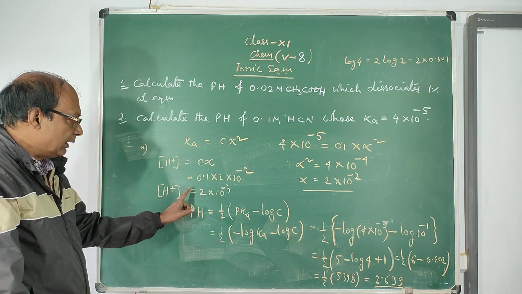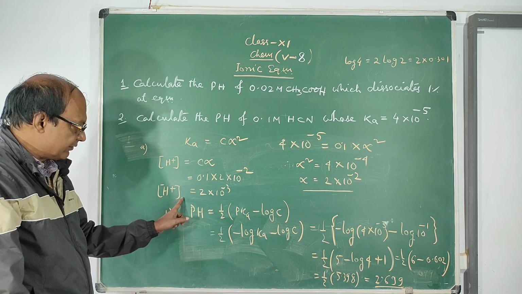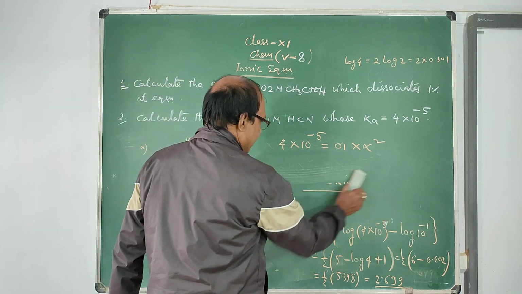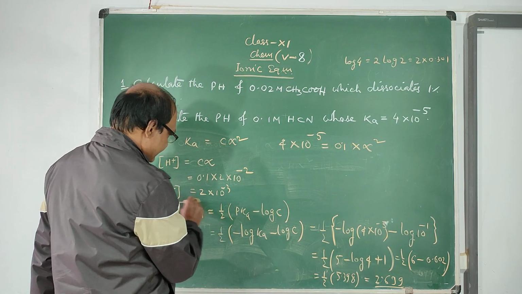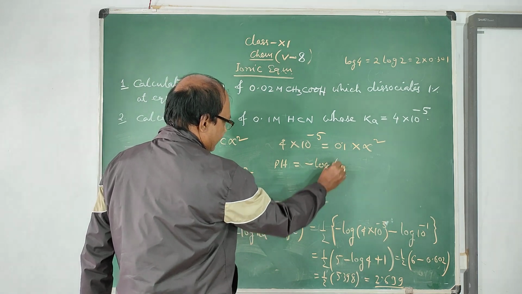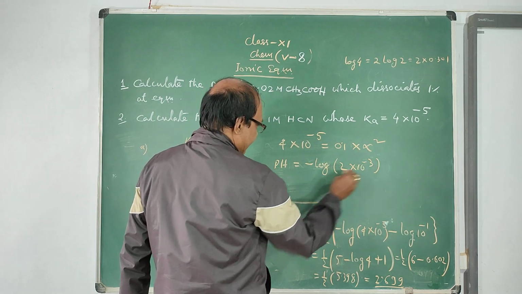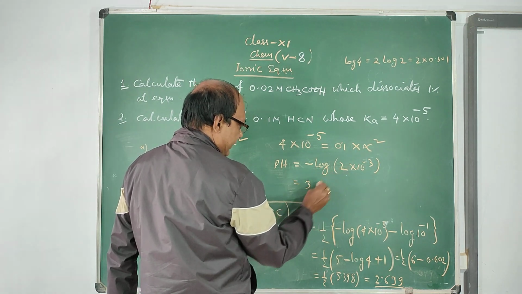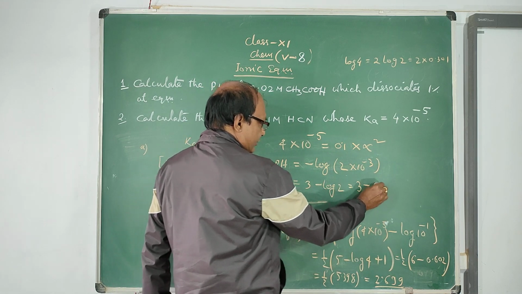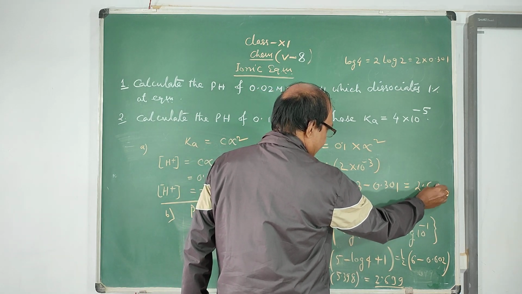If you apply the first method, then pH equals minus log of hydrogen ion concentration, that means minus log of 2 into 10 to the power minus 3. This is equal to 3 log 10 minus log 2, which is 3 minus 0.301. This is equal to 2.699.